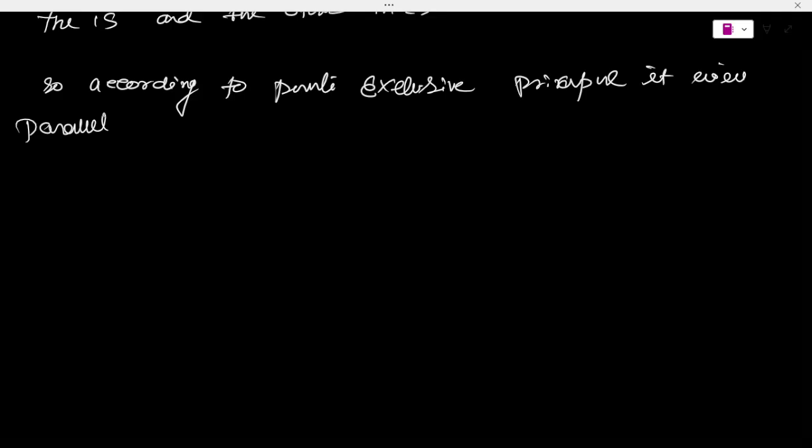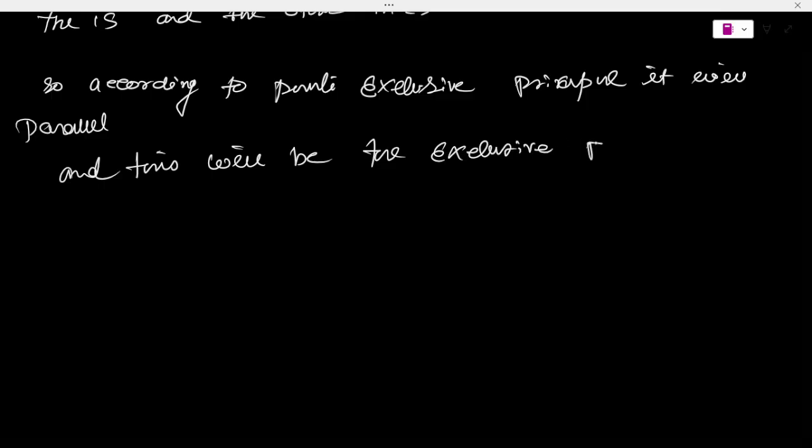Both cases have been observed in reality, and this contributes evidence for the exclusion principle.